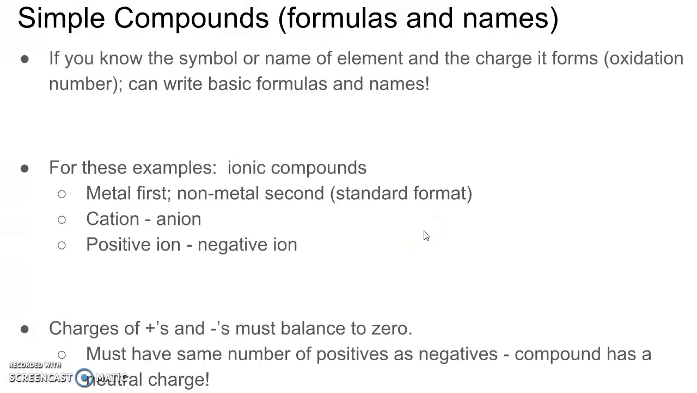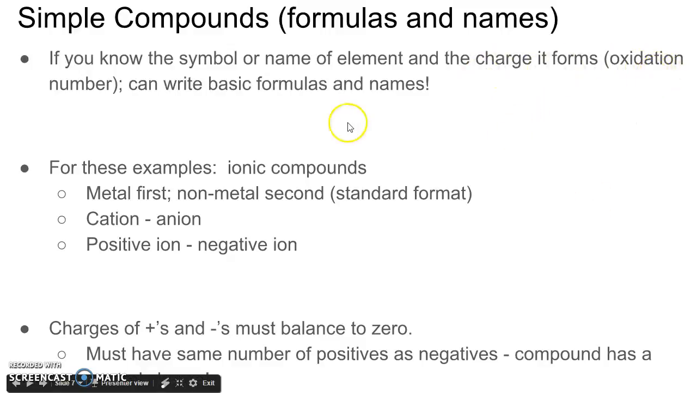So here's some simple compounds, because now it's great to know how to name an anion and it's great to know how to name a cation, but we have to be able to put these things together. So this is a little bit of foreshadowing for you into what we're going to do in the future, probably in the next class period, but I just wanted you to see a little bit on where this stuff goes together at. If you know the symbol or name of the element, which you should because it's all listed on your periodic table, and you know the charge it forms, this is the key.